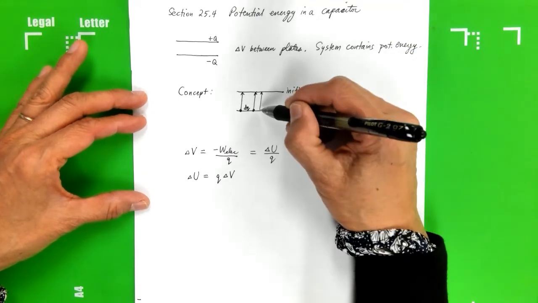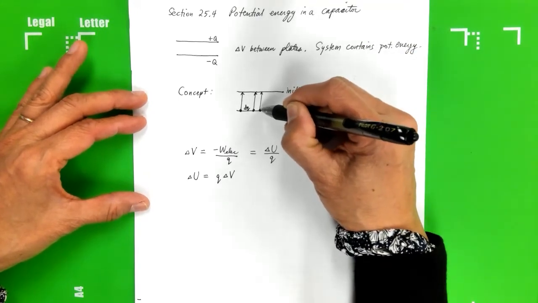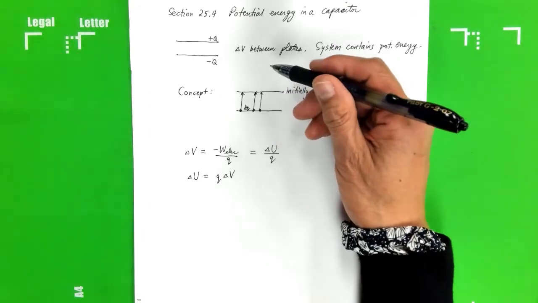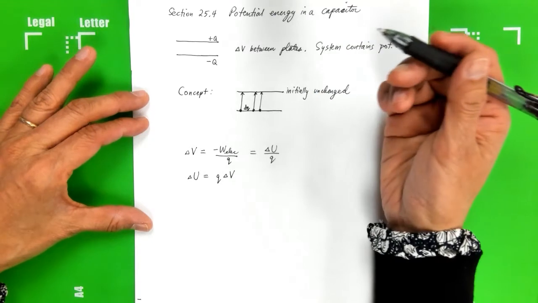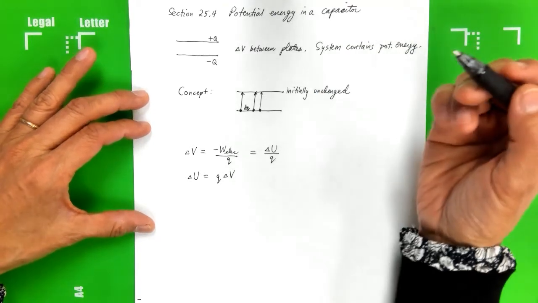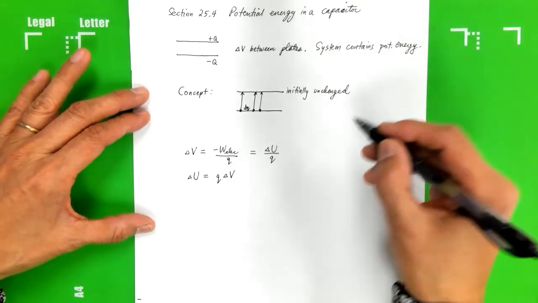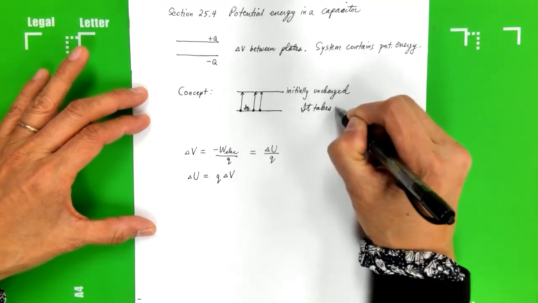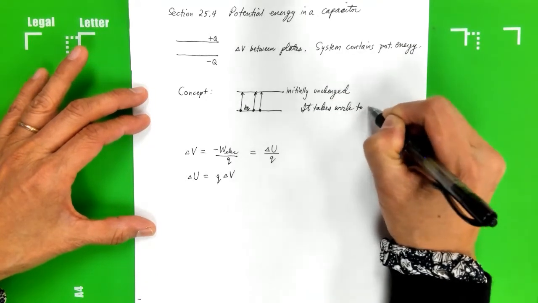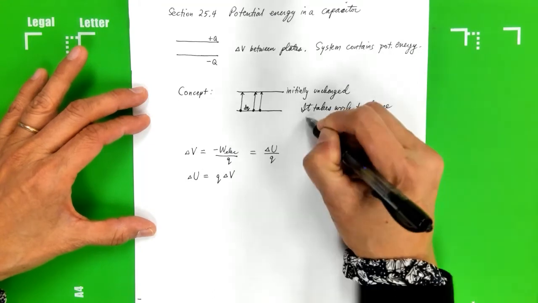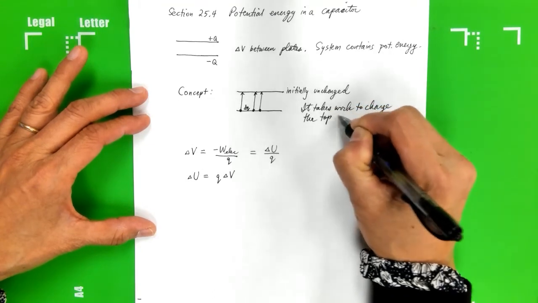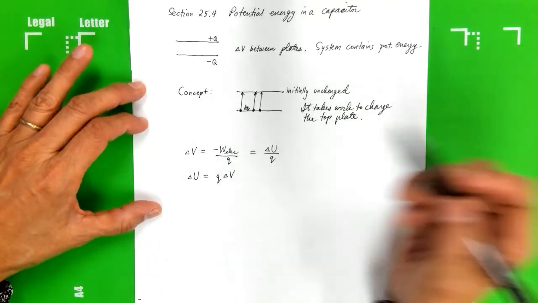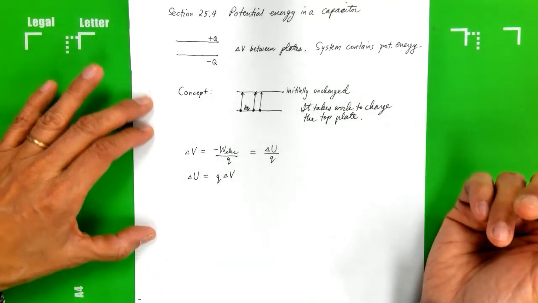And the problem just becomes more extreme when you try to move another bit of charge up, because now the top plate is even more positively charged and the repulsive force is stronger. So basically it takes work in order to charge the top plate. And throughout this process, the bottom plate becomes negatively charged.